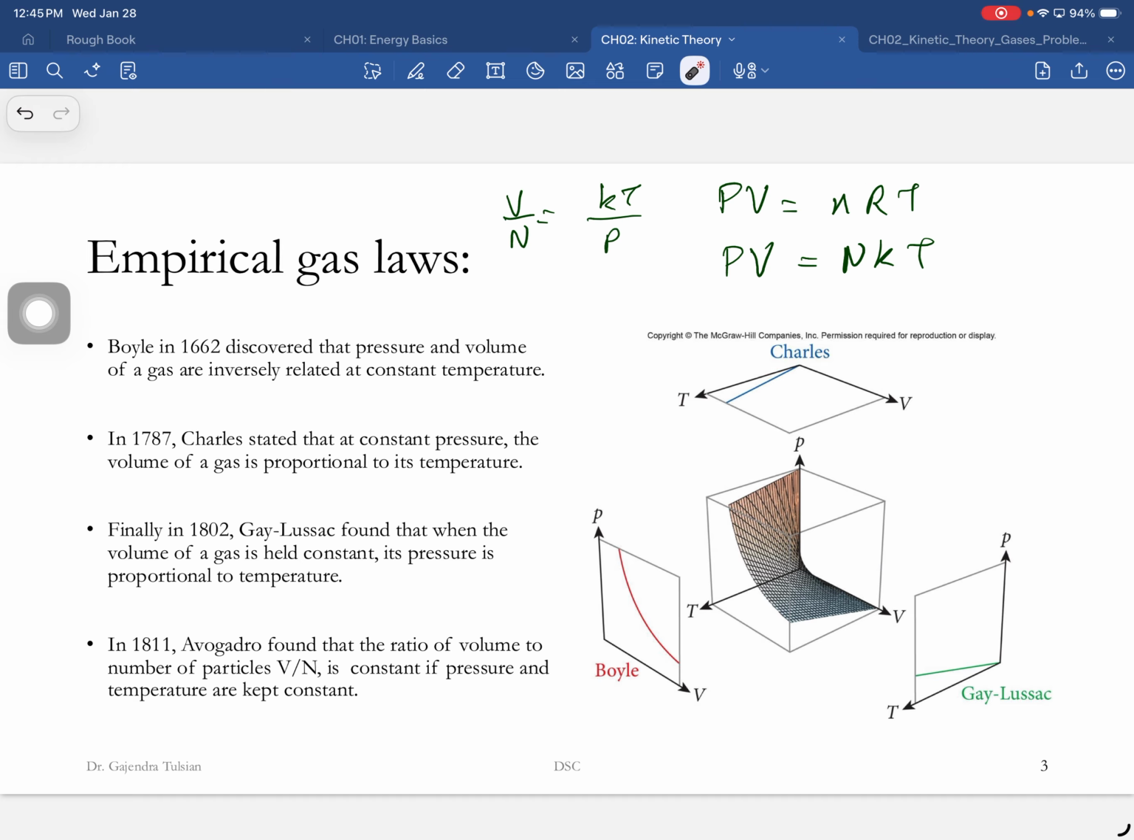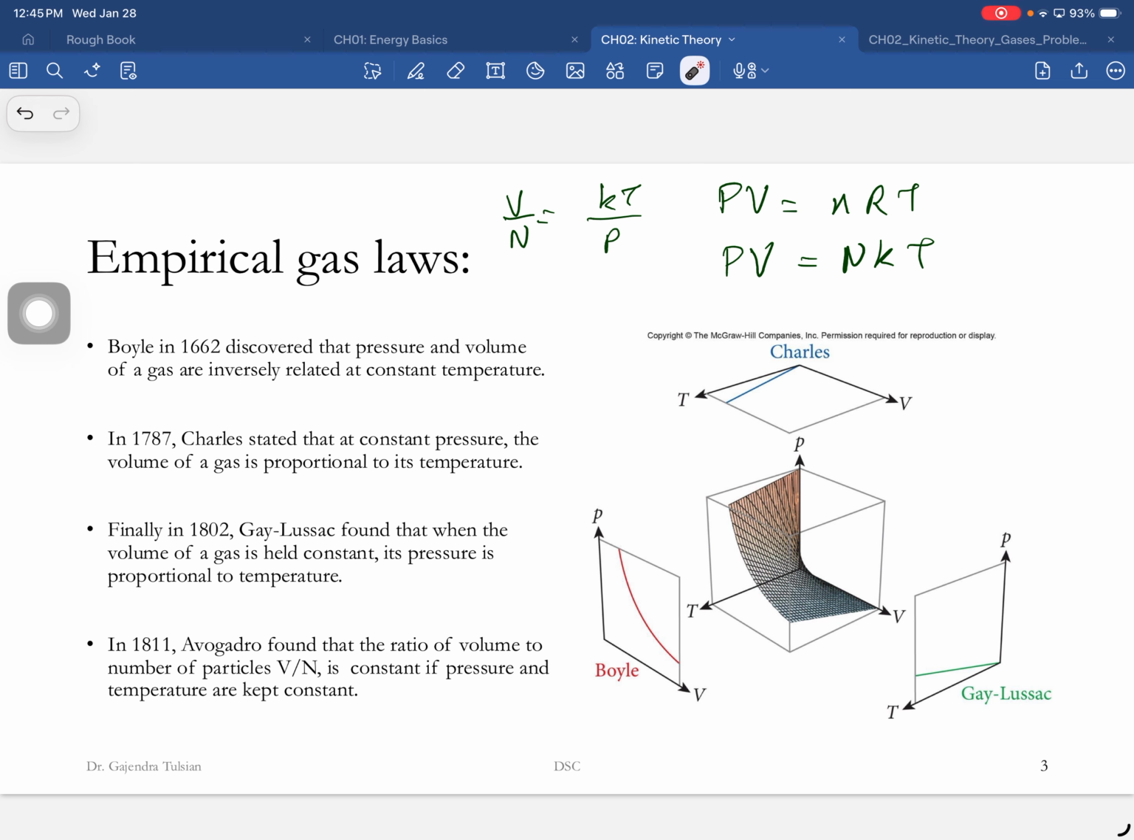So Mr. Boyle traveled along that curve. Okay? What did Mr. Charles discover? He held pressure constant. He traveled along that slice. Okay? So each person was discovering a slice of the surface.